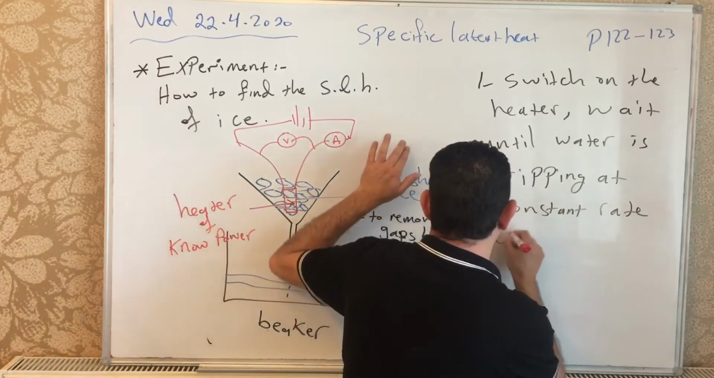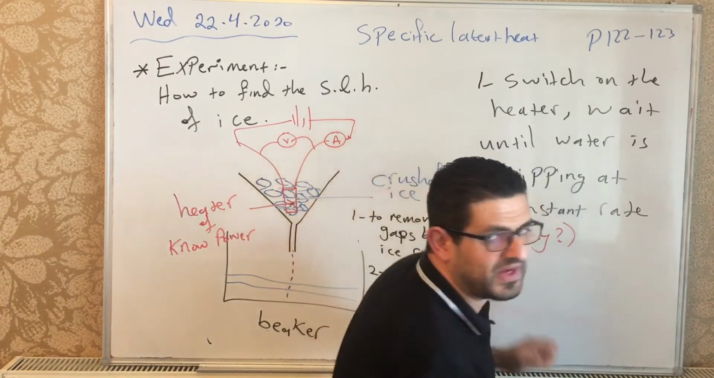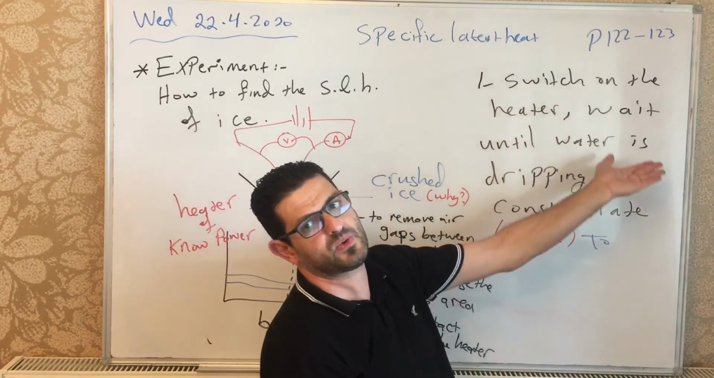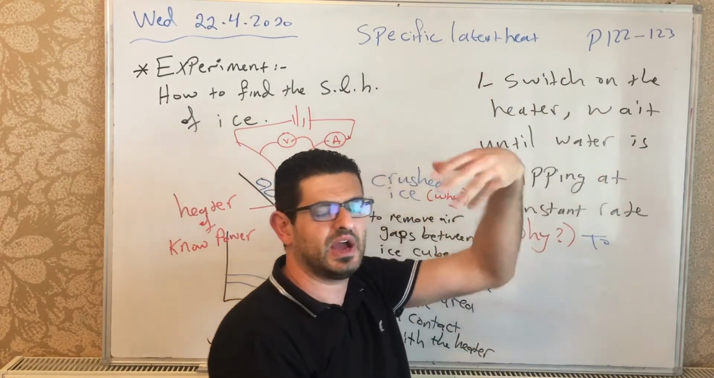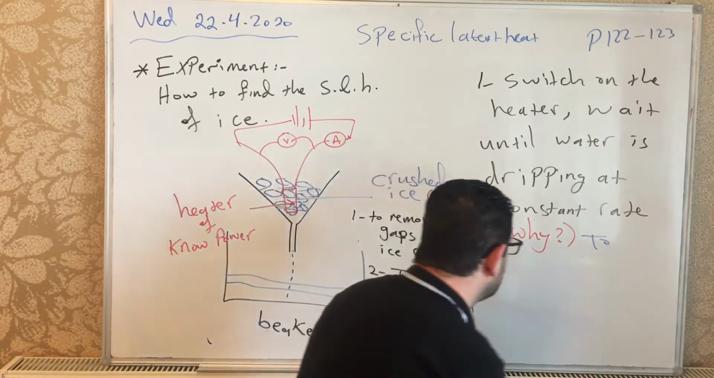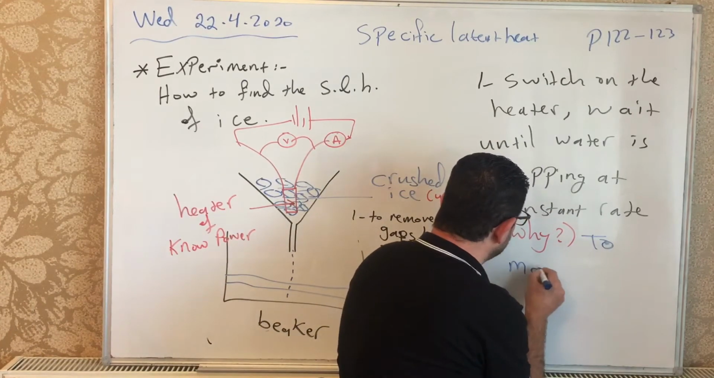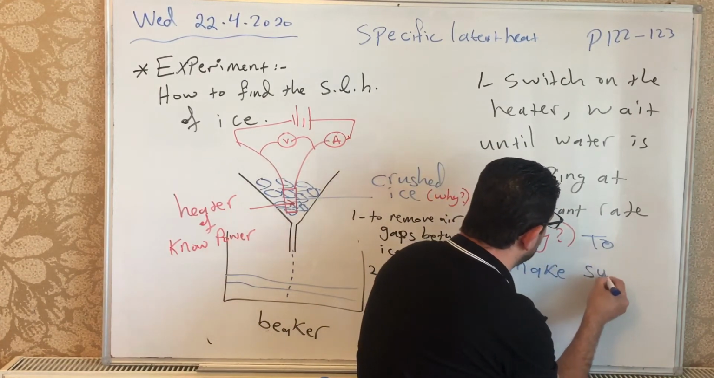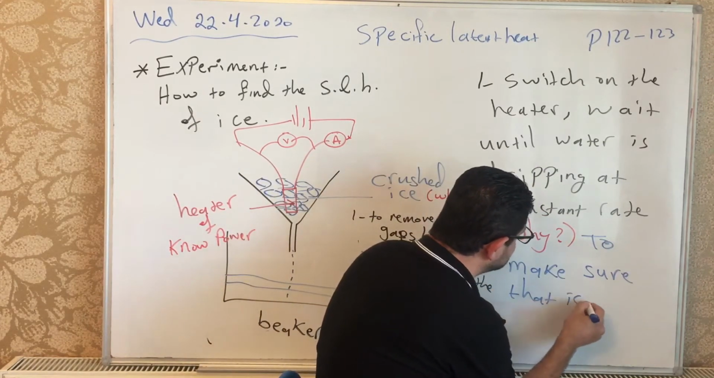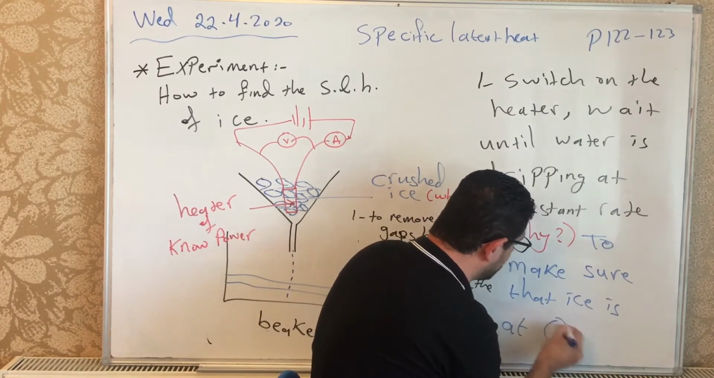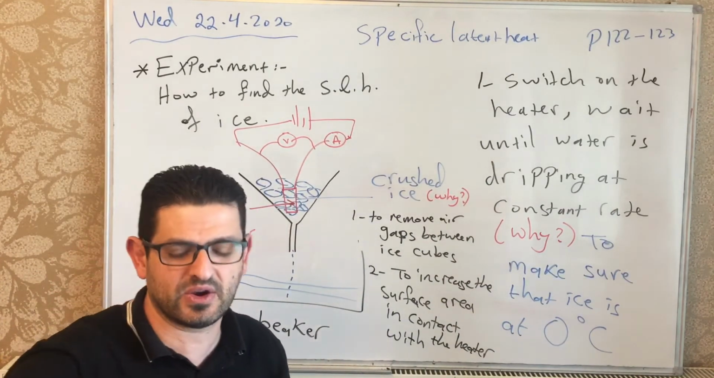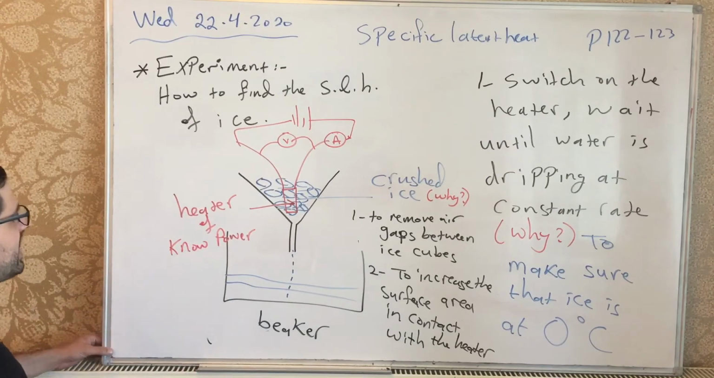If they ask you why, the answer is to make sure. Of course, you don't need to write why and to make sure unless the question is asking you. Steps only: switch on and wait until water is dripping out from the funnel at constant rate. To make sure, or to ensure, the same thing, that the ice is at 0 degrees Celsius. Okay.